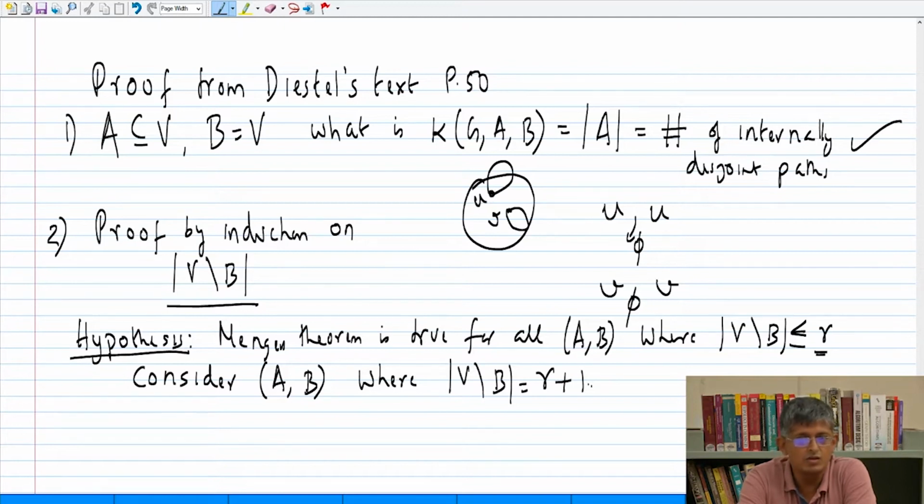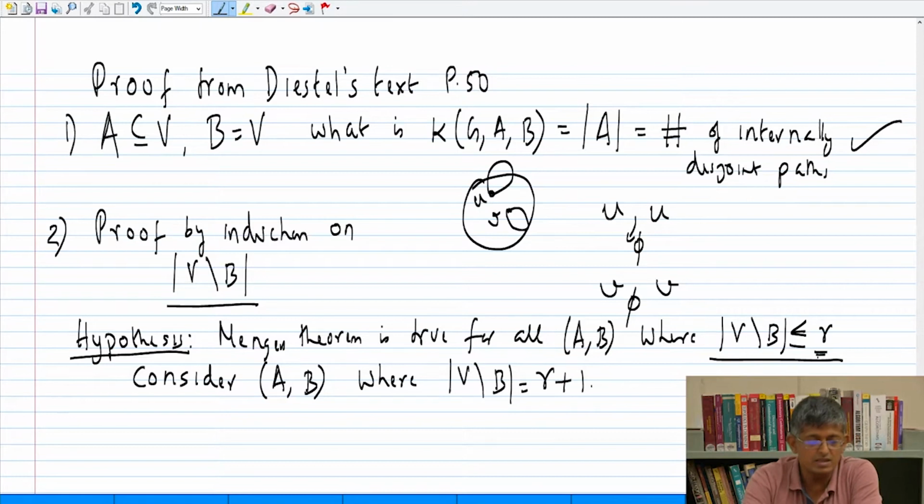In other words, to visualize this, if somebody shows you an A and B and V minus B is small, less than or equal to R, you know that Menger's theorem is true. What does this mean? If you have to separate the two sets, there are as many internally vertex disjoint paths between those two sets. So much you know for all those B for which V minus B is less than or equal to R. The induction is dependent only on B, right? We don't worry about A at all. Fine.